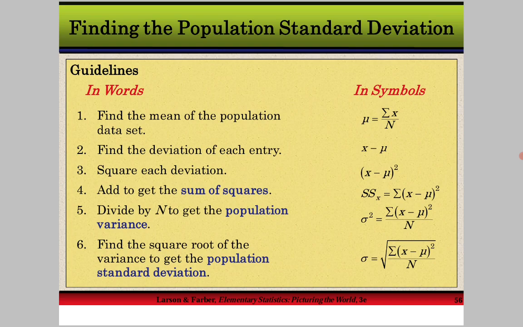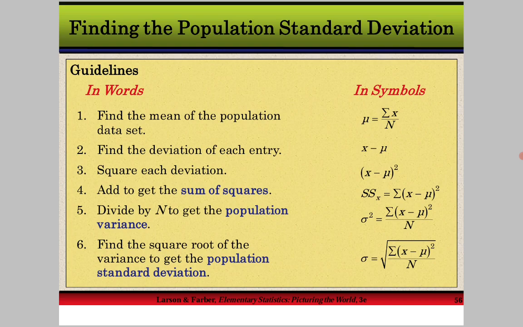Second one is find the deviation of each entry. What is deviation? The distance or difference from the point to the mean of the data. Deviation is nothing but the distance between the data item and the median or mean of the data set.